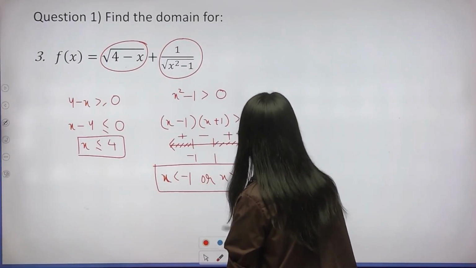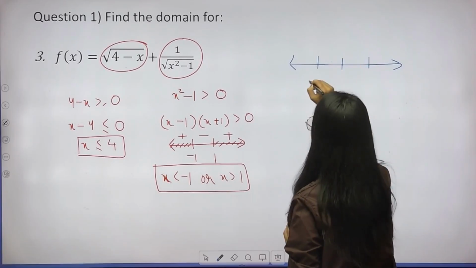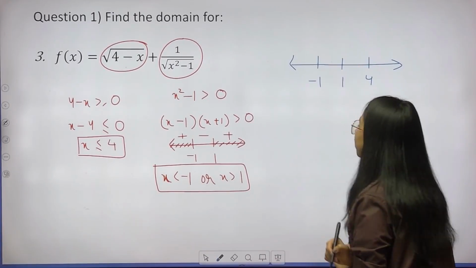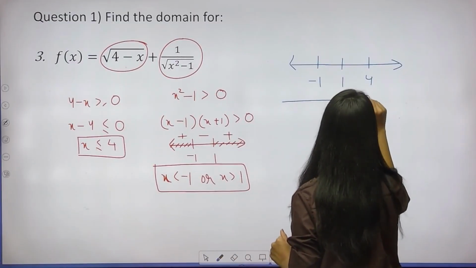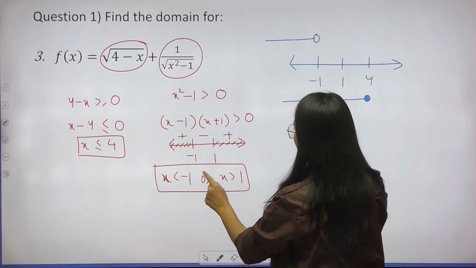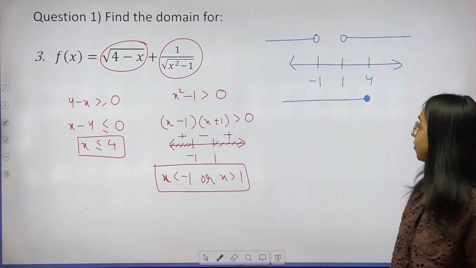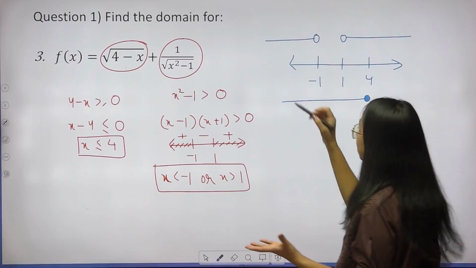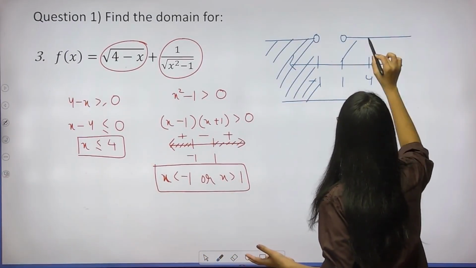Okay. So let's solve it. So let's take the intersection. We have three critical points, minus 1, 1 and 4. Okay. So this says that x is less than or equal to 4, and this says that x is less than minus 1 or x is greater than 1. Okay. And for our final answer, we need the intersecting region. So it will be this or this.